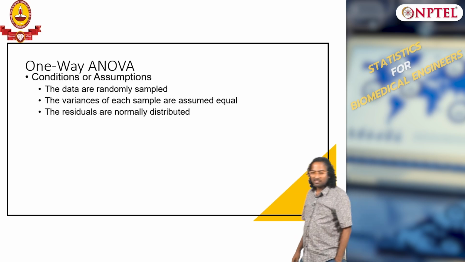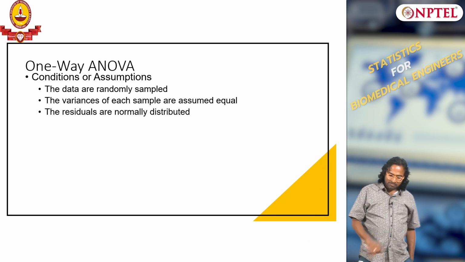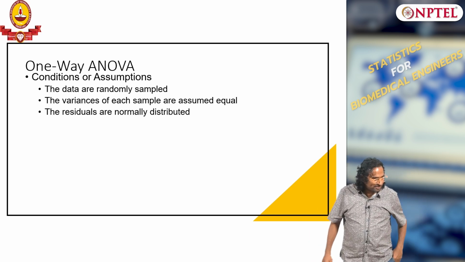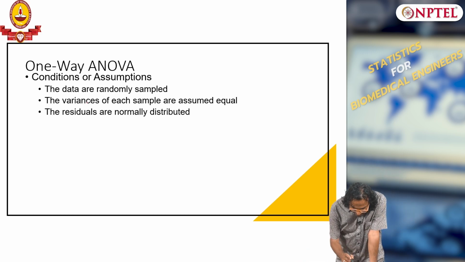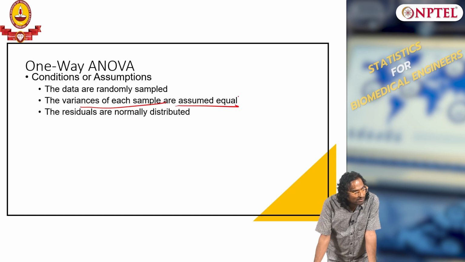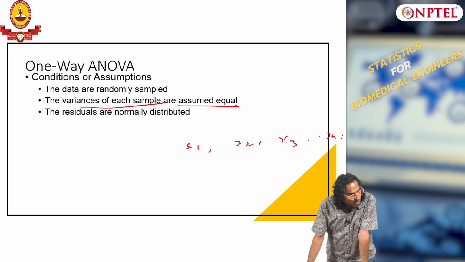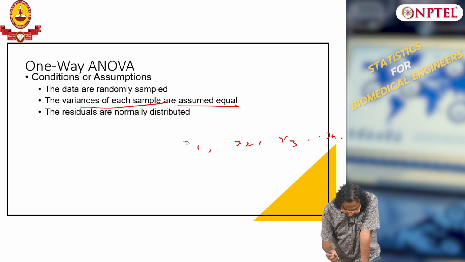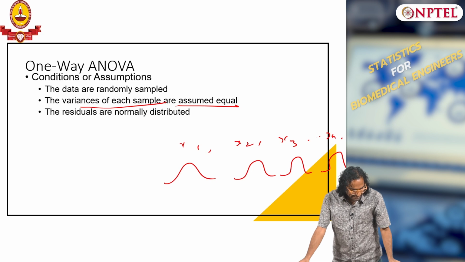What are the assumptions? Of course the assumptions are the data are equally sampled. That is the same as your t-test. But more importantly the key assumption here is the variances of each sample are assumed equal. So this is a big assumption. What do I mean by this? If I have n outcomes, n samples, whatever I collect, all of them are normally distributed and have equal variance. So we will look at this in detail when I get into the math.